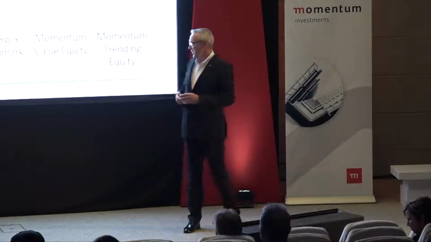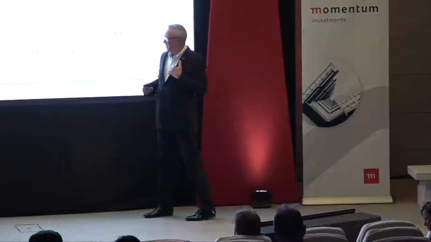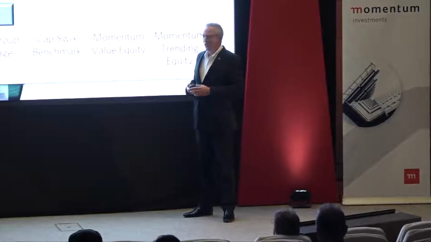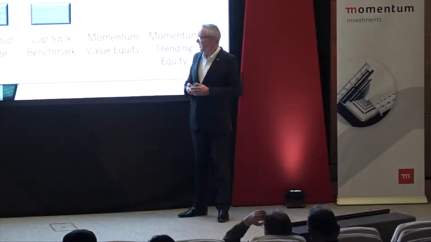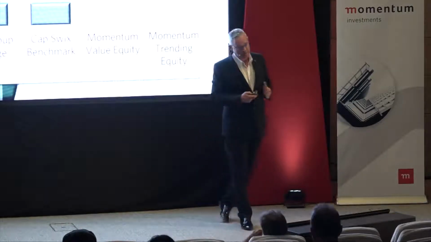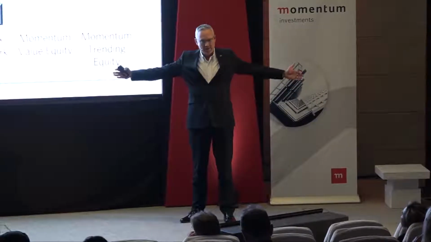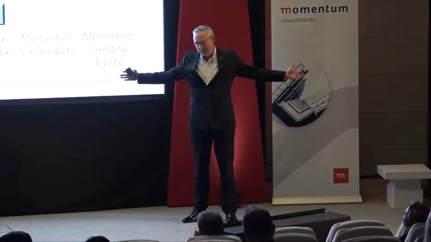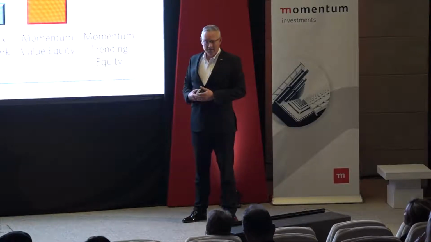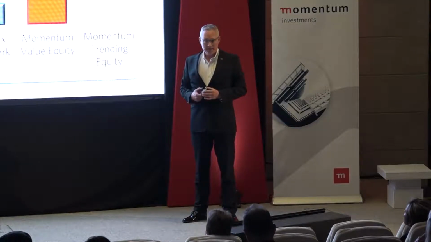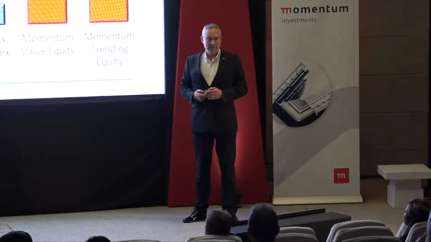So if you look at the ASISA general equity category, there's about 170 funds, 165 funds in that category. The peer group average for the 2 years ending 30 June was 4.7% per annum. Capped Swix did 4.6% per annum over those 2 years ending 30 June. So if you bought all 160 funds, you would have done slightly better than market across 160 funds. Our value equity fund did 15.2% per annum, and our trending fund did 15.3% per annum.